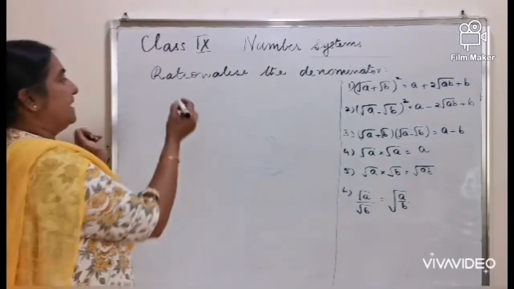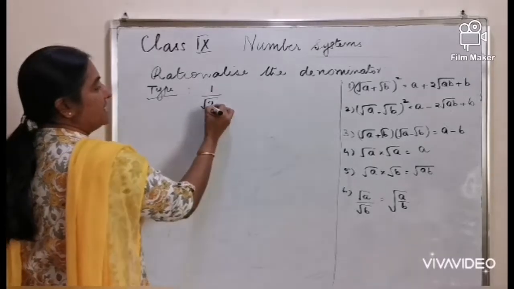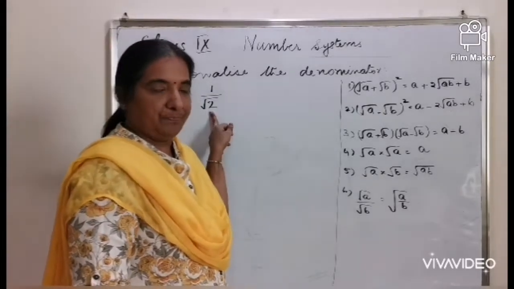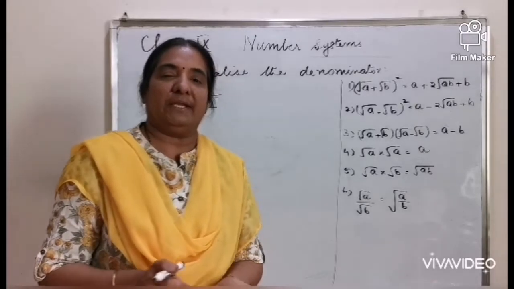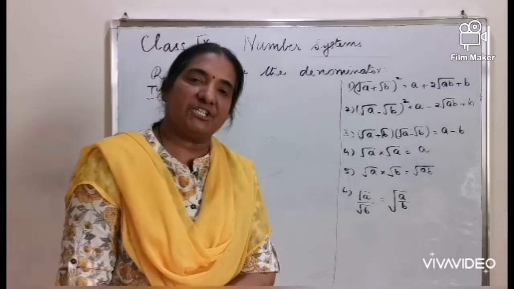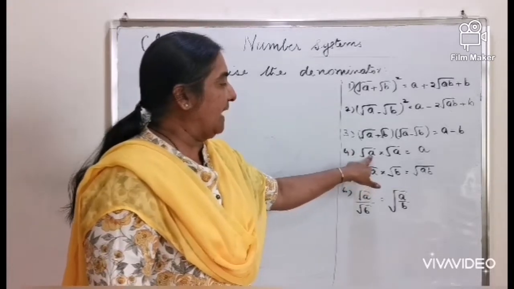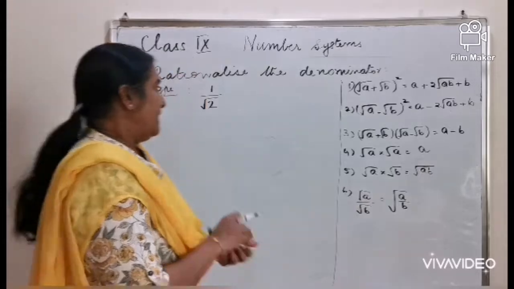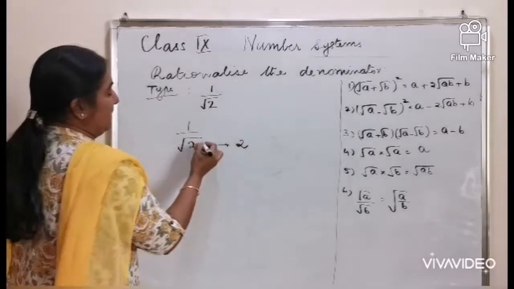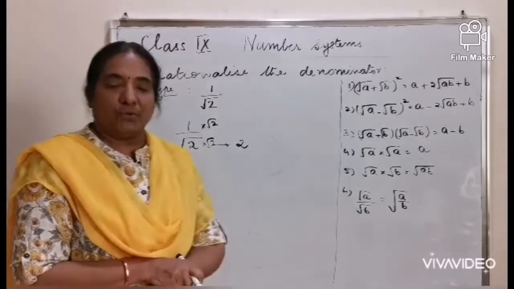The first topic is type 1: how to rationalize the denominator of questions like 1 by square root 2. You can see the denominator is an irrational number, square root 2. The question is, convert that square root 2 into a rational number. With what irrational number should we multiply root 2 so that it takes the value 2? By the property of root a into root a is equal to a, if this denominator of root 2 has to become 2, the denominator should be multiplied with root 2. At the same time, the numerator also should be multiplied by root 2.